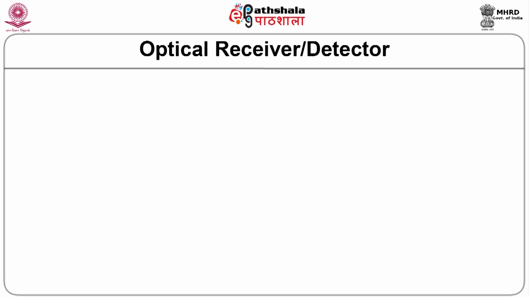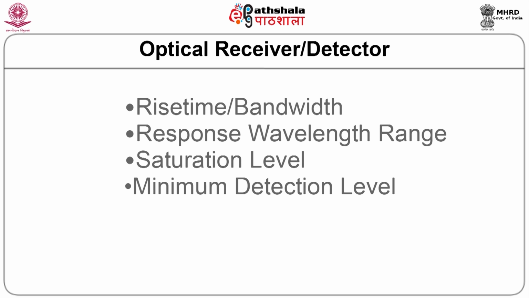Next element is optical receiver or detector. The job of optical detector or receiver is to convert the light signal into the electrical signal. So the response of the optical detector is important depending upon what is the wavelength range, then the rise time associated with it, the bandwidth that is associated with it, the saturation level and the minimum detection level. So, all these factors are very much important when you select the optical receiver or detector for fiber optic link.